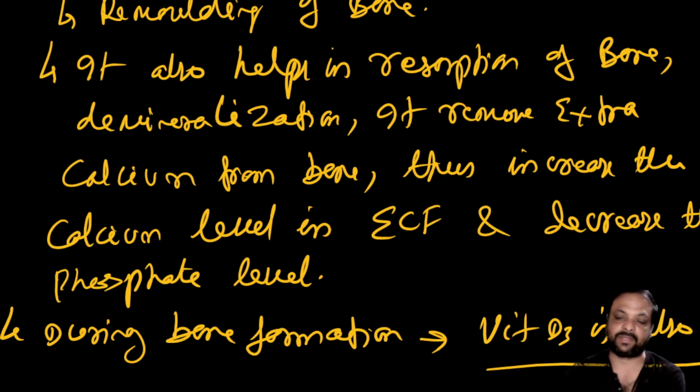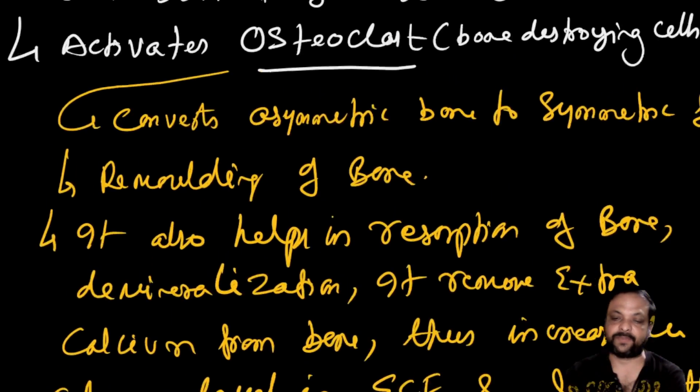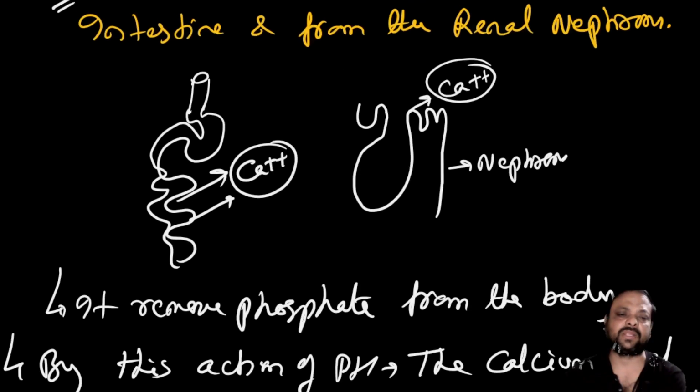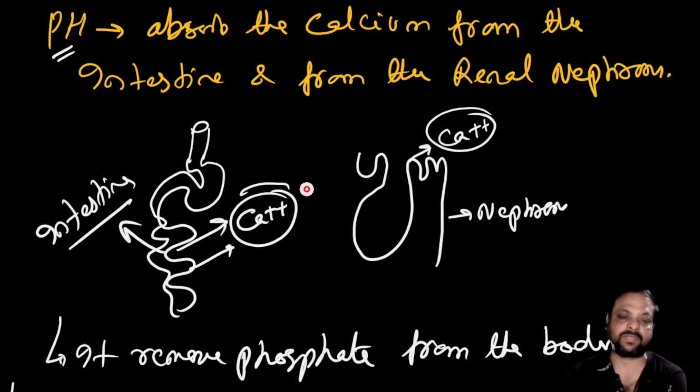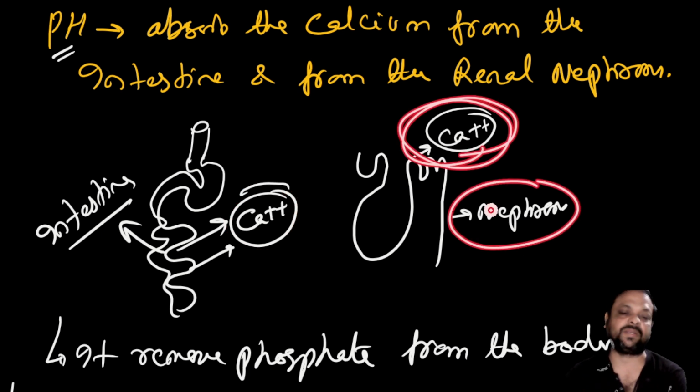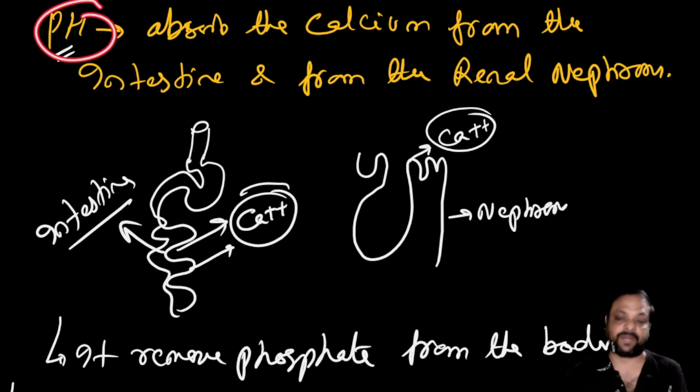So let's discuss what we have learned. So we know that this parathormone has many actions. So what are the most vital actions of this particular parathormone? So this parathormone normally absorbs the calcium from the food that we take, that is from the intestine. So from the intestine it absorbs the calcium. Got it? So from the intestine the calcium is being absorbed, and also from the nephron, the calcium is also being absorbed by this particular hormone that is called parathormone.